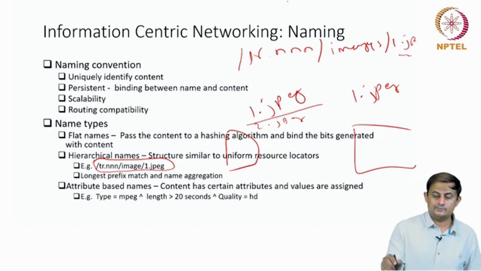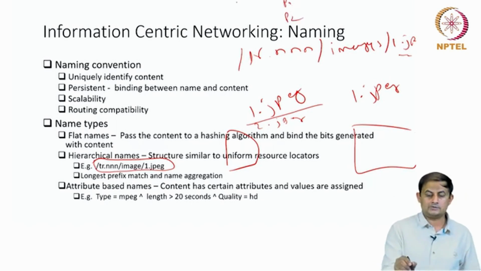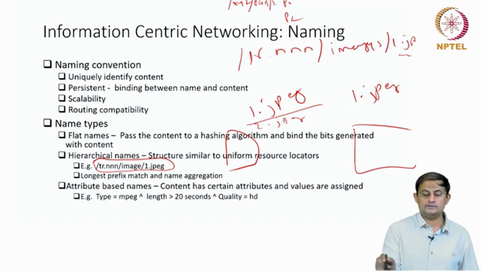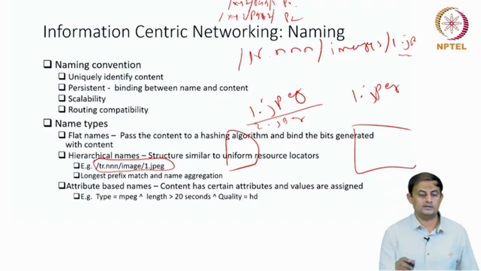So for example, if there are two producers P1 and P2, and these two producers share a common prefix, something like this: XYG/PQR, then PQR1, and then 1.jpeg, 2.jpeg. And the second producer has XYG/PQR2 as a prefix, and then he can name the content.